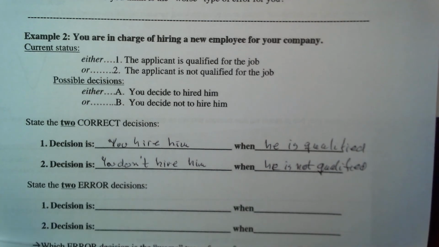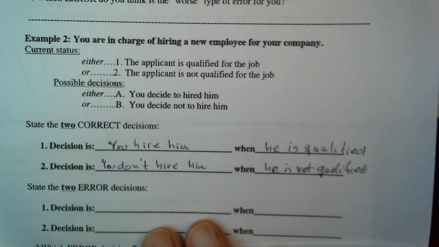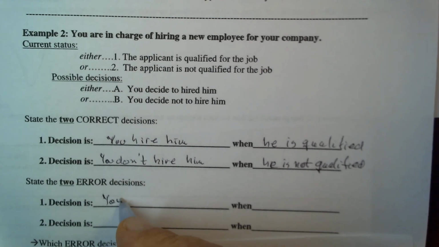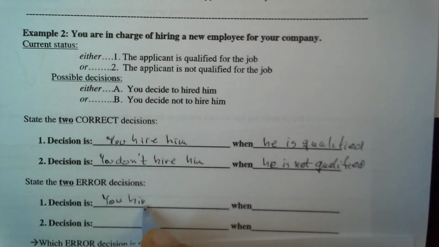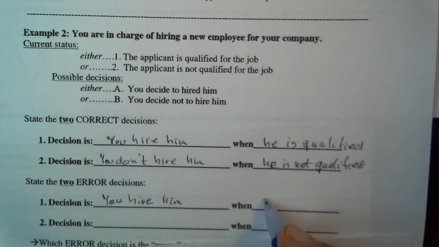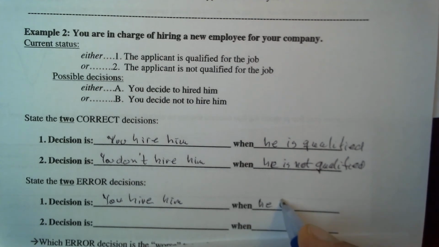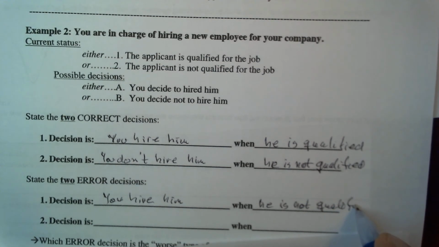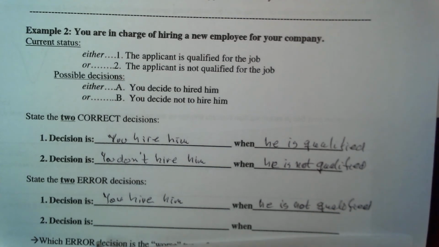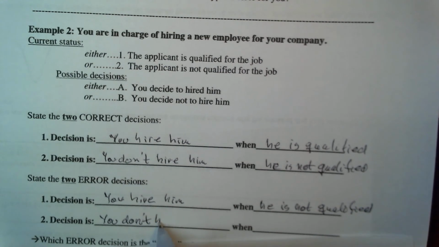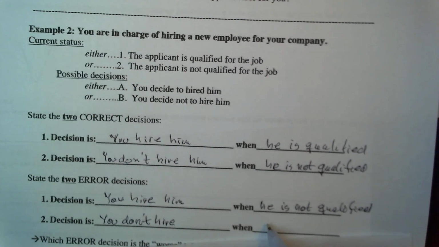And what would be the incorrect decisions? Well, the incorrect decisions would be you hire him, and he's not qualified. Or the other incorrect decision is you don't hire him when he's qualified.